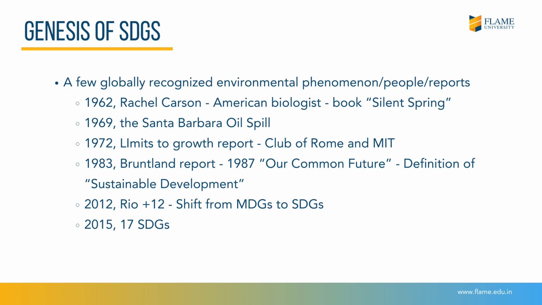SDGs were created through a participatory process in which millions of people from different parts of the world expressed their views. The initial list of about 300 proposed goals over 3 years were negotiated, prioritized, objectives were aggregated, and by the middle of 2015, it was converted to 17 goals.